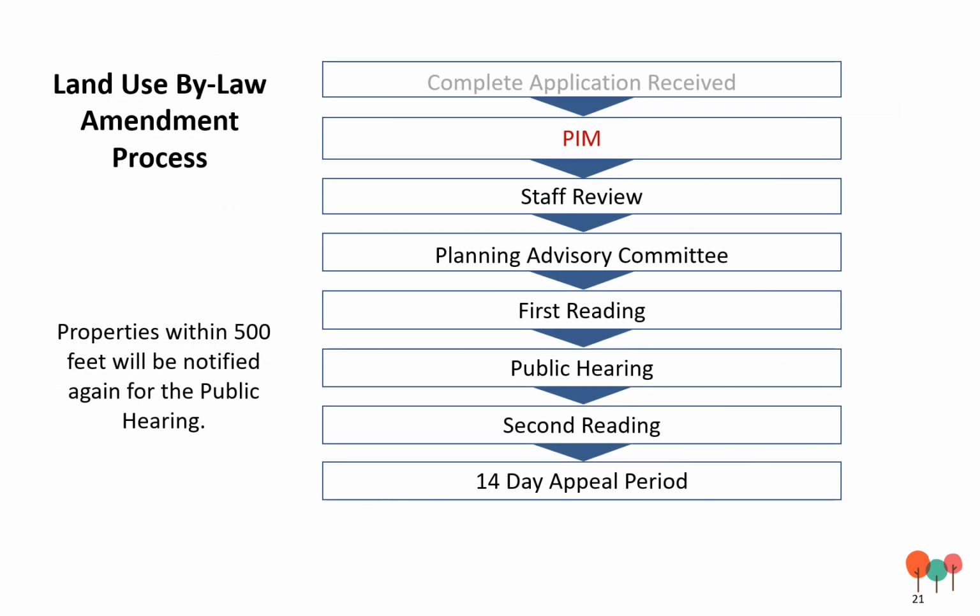So once again, this is the land use bylaw map amendment process, and we are at the very first step of the public information meeting. Following the public information meeting, I will undertake a review, including referring the application out to any referral authorities and requesting any additional information that may be required from the applicant. Following that, I will make a recommendation to the Planning Advisory Committee, who will forward a recommendation to the full Municipal Council at first reading.